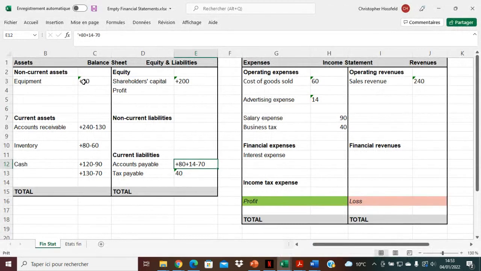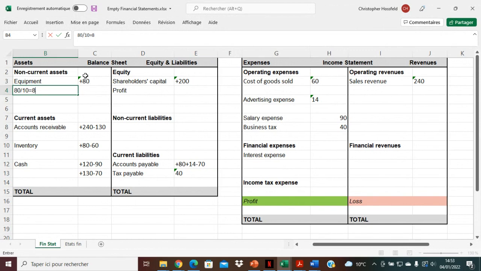Since the original equipment was 80, and I assume that every year we have the same loss of value and I can use the equipment over 10 years, the loss of value per year is 8.